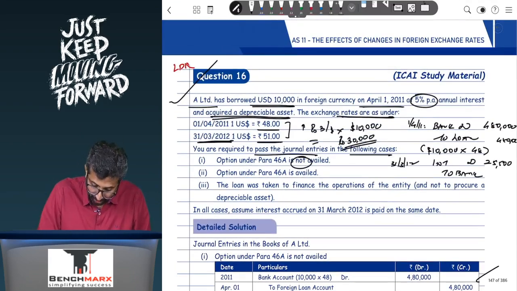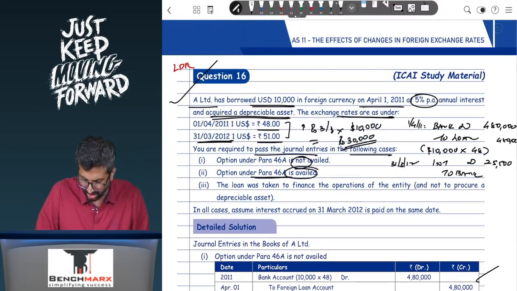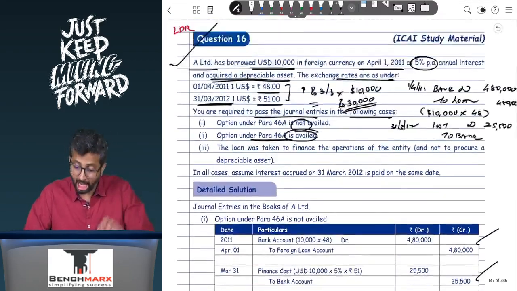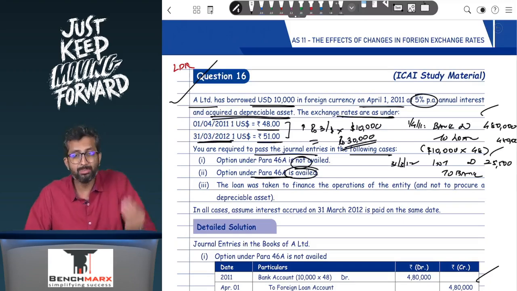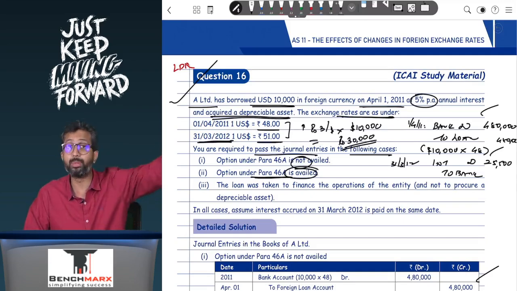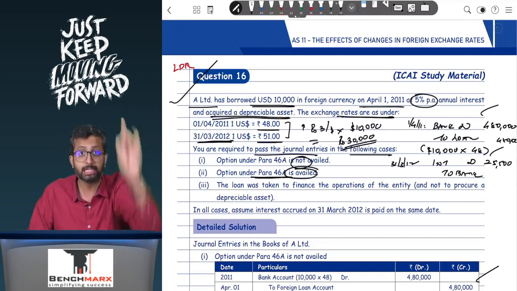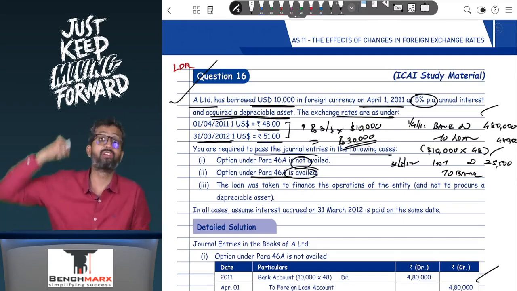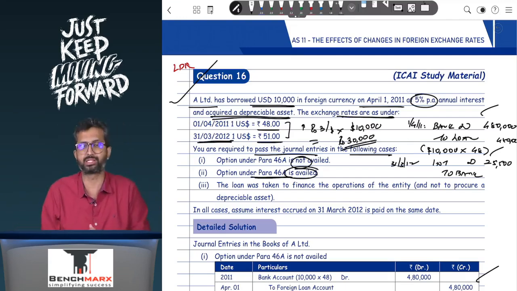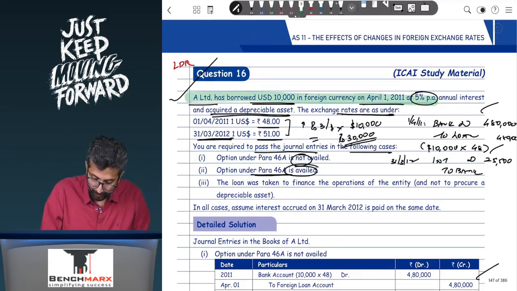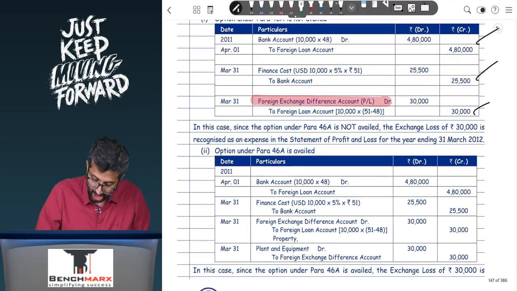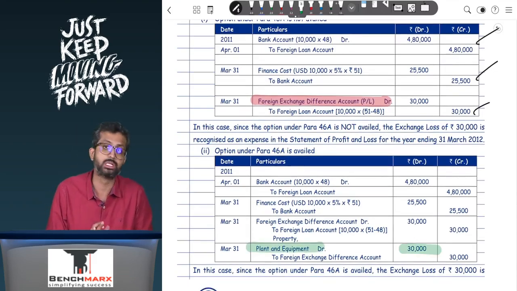However, in the second case, if option under para 46A is availed, the loan will still be recorded at 4,80,000, interest will still be recorded 25,500. But when you remeasure the loan at the end of the year, instead of debiting the foreign exchange difference in the PL, think and tell me, what will you debit? Children will say FCMITDA. Wrong. You will debit a fixed asset over here, PP over here, because this is a loan for a specific fixed asset, for a depreciable asset, and hence in the second case you will debit the property, plant and equipment by 30,000.